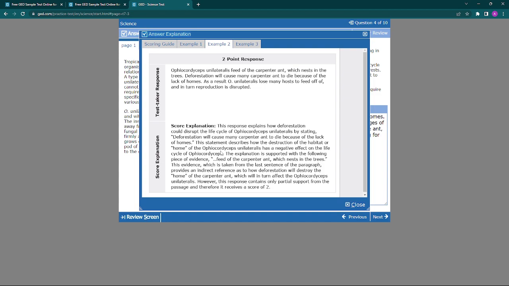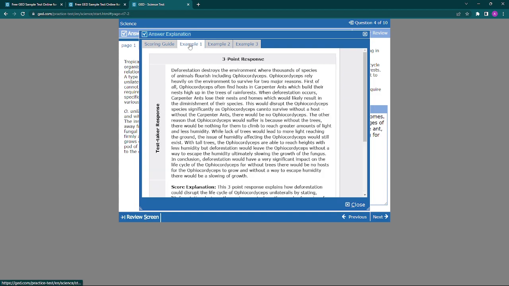Wait, that's not really the home of the OU. Wait, the explanation is supported with the following piece of evidence: feed on the carpenter ant, which nests in the trees. This evidence, which is taken from the last sentence in the paragraph, provides an indirect reference as to how deforestation will destroy the home of the carpenter ant, which will in turn affect the OU. However, this response contains only partial support from the passage. Oh, and therefore it receives a score of 2. Okay, so probably should have said they feed off of, and in return. All right, let's see example one.